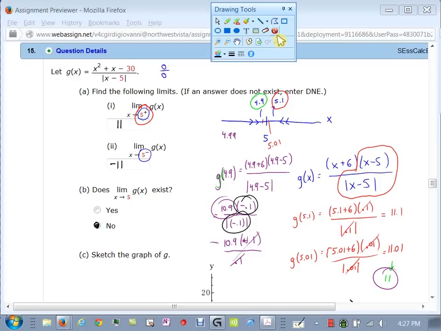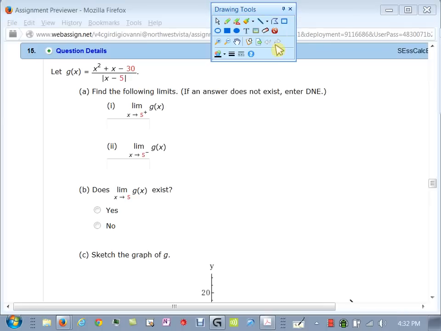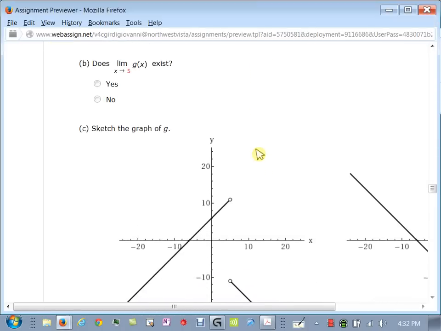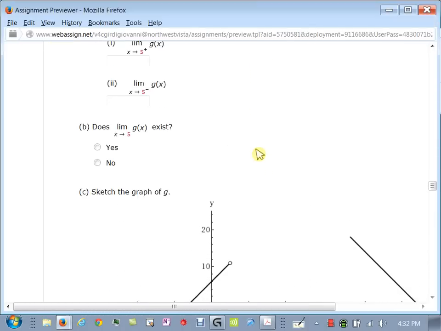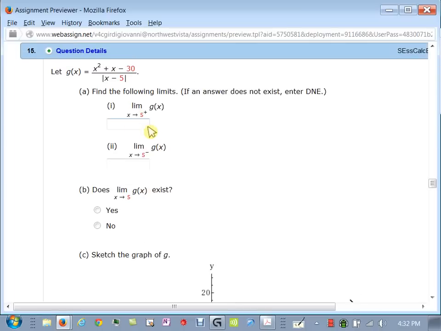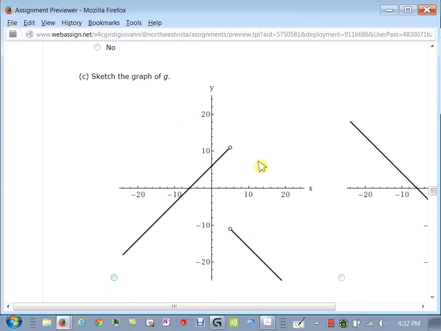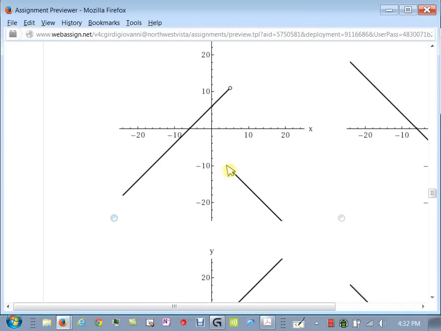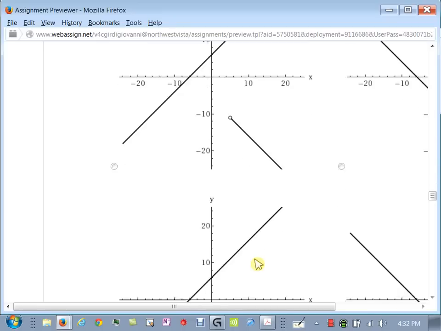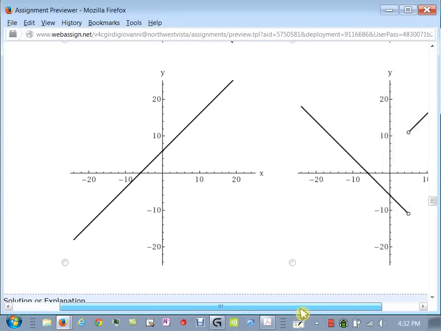All right. Clear that out. Let's move down here and take a look at what the graph is. So we said from the right, it was 11. From the left, it was negative 11. So it's not this. From the right, it's not. Let me see here.